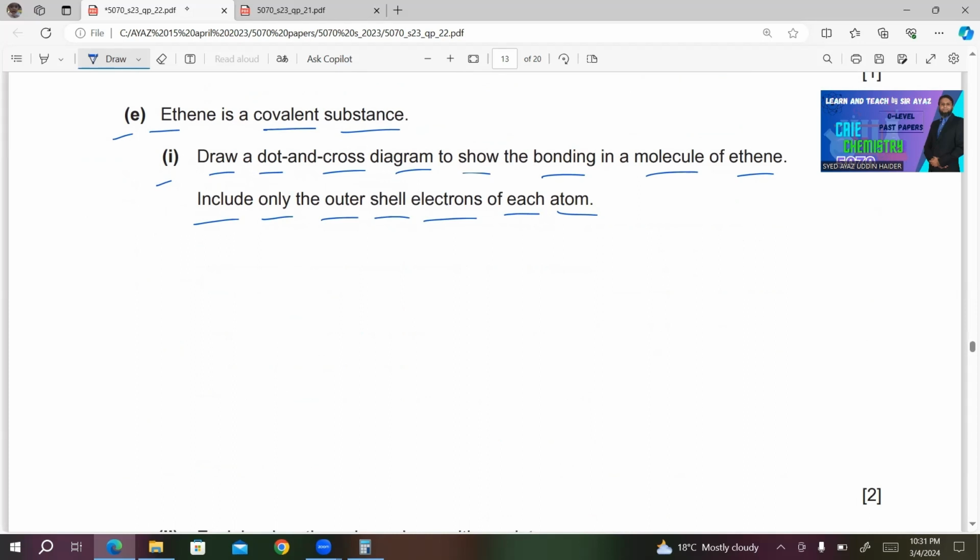This is the first member of alkene with the value of n as 2. This is the general formula for alkene, CnH2n. So the formula must be C2H4. On the right hand side, I am going to show the key. We have 2 atoms, carbon and hydrogen. For carbon, I am using cross, for hydrogen, I am using dot. We have 2 carbon atoms, and there must be a double bond between these 2 carbon atoms, and there are 4 hydrogen atoms.